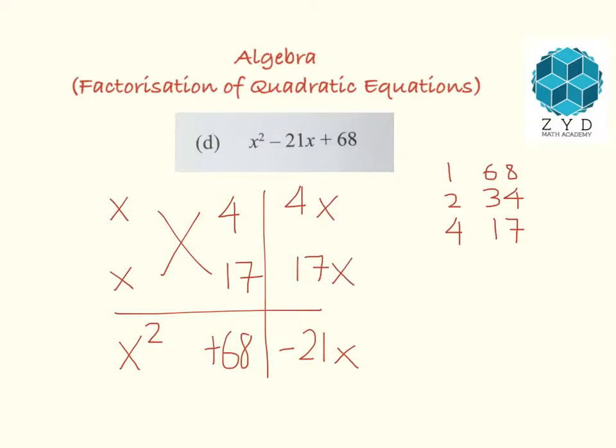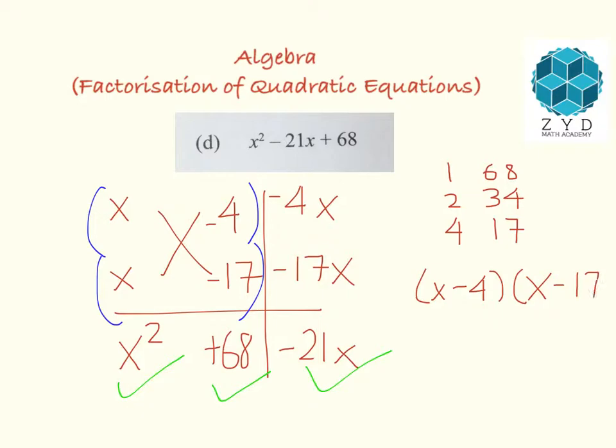The way to get negative 21 is by having a negative 4 and negative 17. And that means I need to have a negative 4 here and a negative 17. Let's do a check. Minus 4 plus minus 17 is minus 21. So this is correct. Minus 4 multiplied by minus 17 is plus 68. And x times x is of course x squared. So yes, these are the correct factors. And these are my factors finally: x minus 4 and x minus 17. Done, factorize.